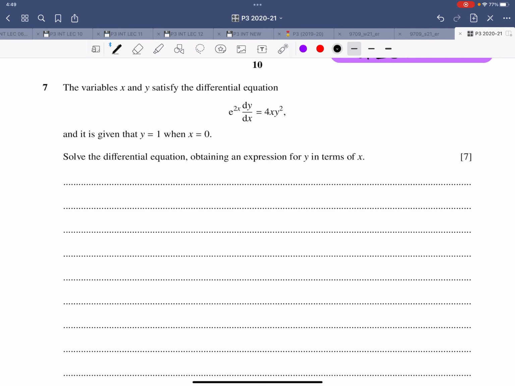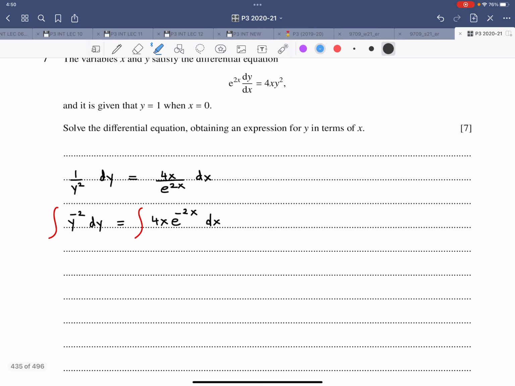1 over y square dy. There is only one term of y. That is equals to 4x over e to the power 2x dx. Simplify it further. Y raised to power of minus 2 dy equals 4x e raised to power of minus 2x dx. Now draw the integration sign. The condition that's given to us is y is 1 when x is 0.